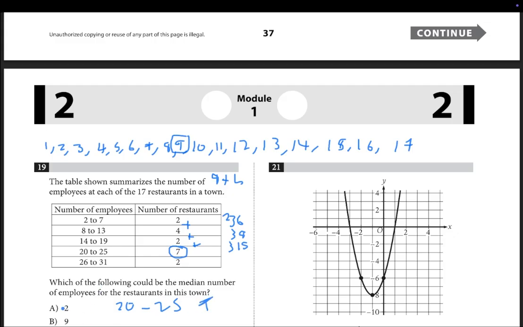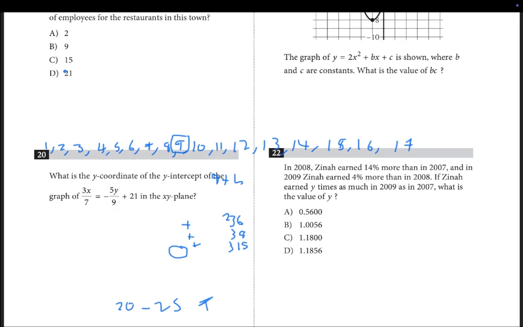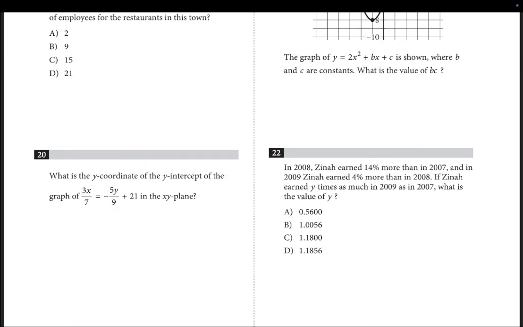A is 2, that's not between 20 and 25. B is 9, that's not between 20 and 25. C is not between 20 and 25, but D is, so therefore our answer is D.